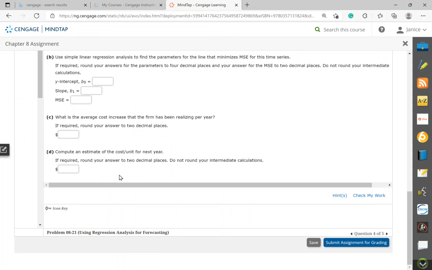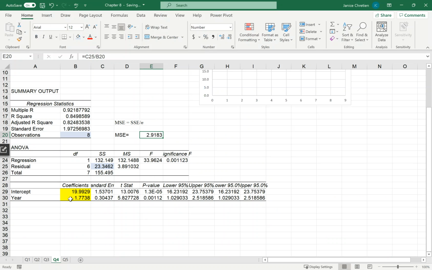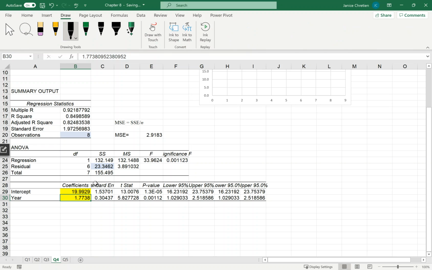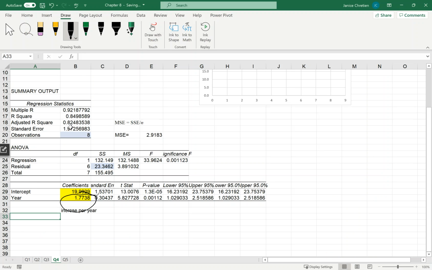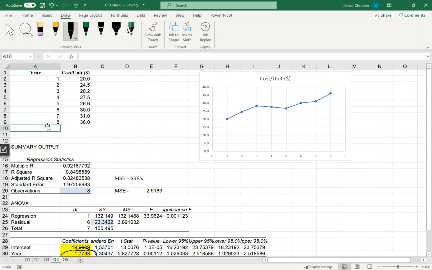Then it wants to know what's the average cost increase that the firm has been realizing per year. That is the slope. Okay, and then lastly, it wants us to compute an estimate of the cost per unit for next year. It's going to be year 9.